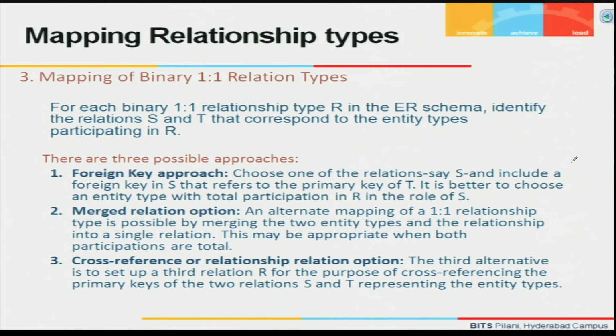Now we will see how to map the relationships of the ER diagram into relation schemas. First we will see how to map one-to-one relationships. For each binary 1:1 relationship R in the ER diagram, identify the relations S and T that correspond to the entity types participating in R. Now there are three approaches available. First is called the foreign key approach, second is called the merged relation approach, and third one is called the cross reference or relationship relation approach. Now let us try to understand the concepts behind these in terms of a valid example.